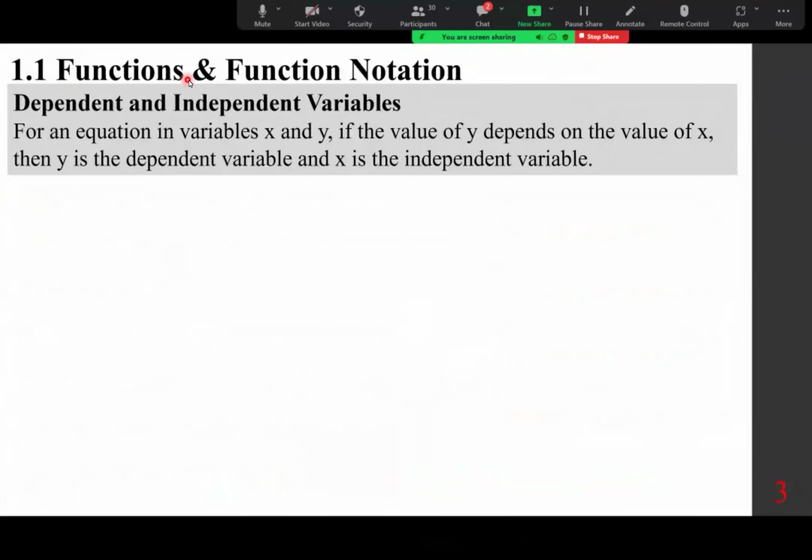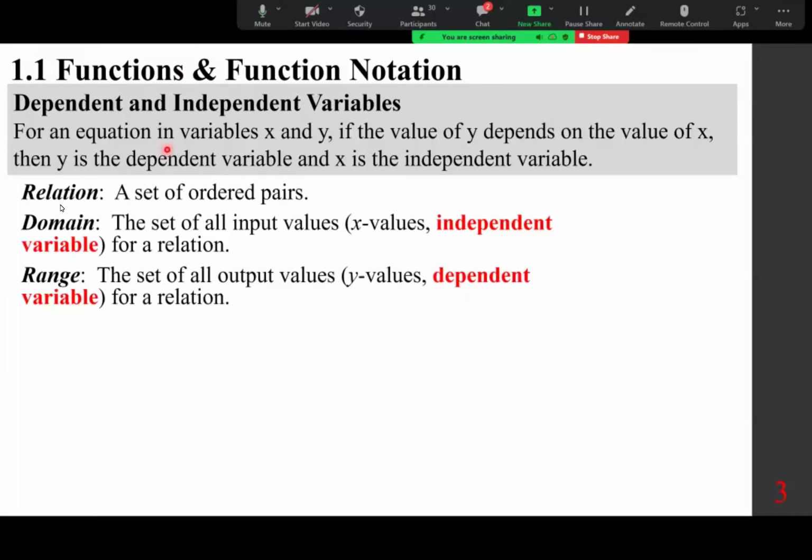Section 1.1, functions and function notation. Dependent and independent variables: for an equation in variables x and y, if the value of y depends on the value of x, then y is the dependent variable and x is the independent variable. Relation: it is a set of ordered pairs (x, y).